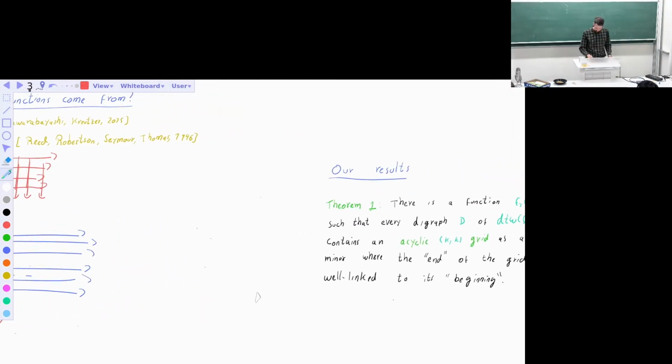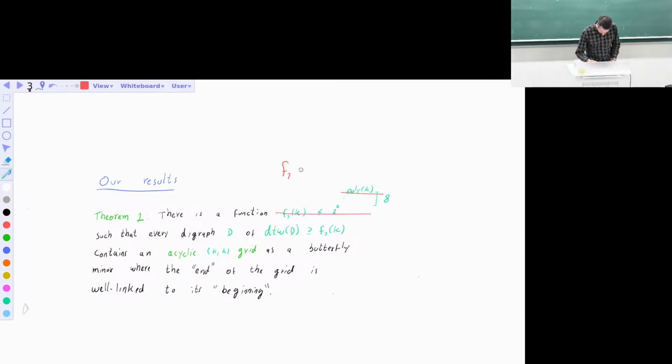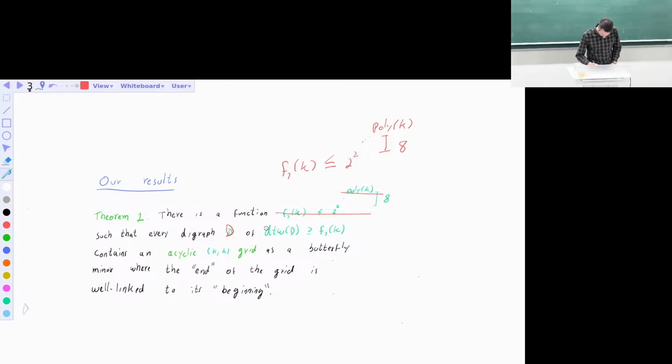Okay, so what are the results in this setting? So the first thing that we get is a function f1 of k, which is now a power tower of height 8, such that every digraph D which has sufficiently high directed tree width contains the acyclic grid as a butterfly minor.